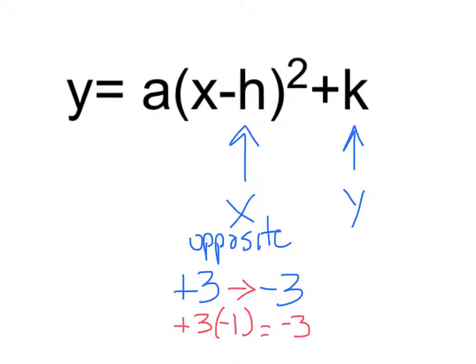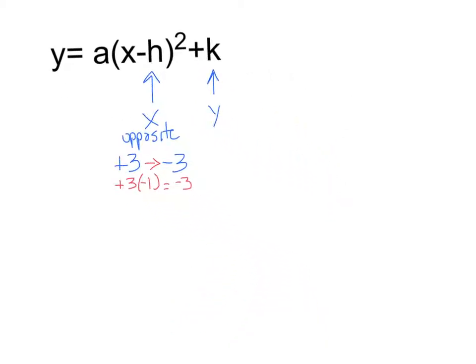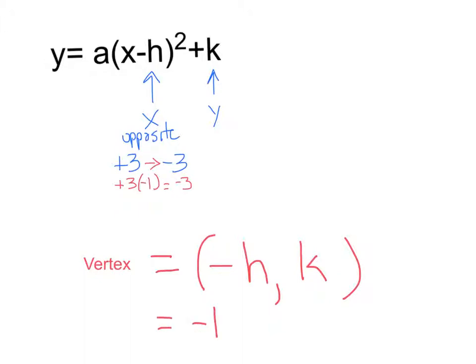So what if we were to build a formula? Maybe that formula would be something like this: our vertex would be equal to the point (negative h, k). That is, it's equal to negative 1 times whatever the value of h is, and the point k.